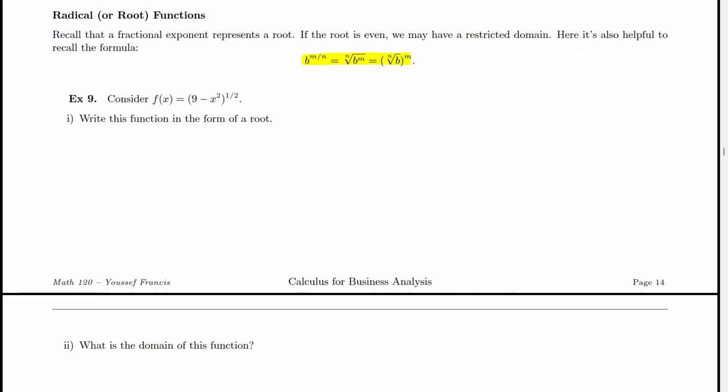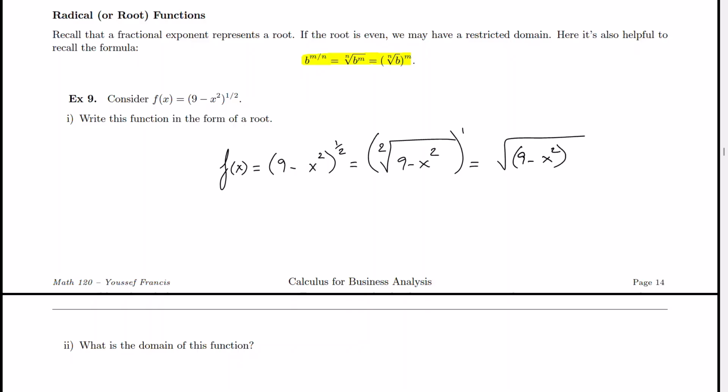So again, this is going to be a very quick review of radical functions, and so we'll begin with the function f of x equal to the square root of 9 minus x squared, or in other terms, 9 minus x squared to the power of 1/2. So part 1 of this question is asking us to rewrite it in the form of a root, and like I mentioned earlier, we will use the formula. So 9 minus x squared to the power of 1/2 is the same thing as the square root of 9 minus x squared. The 9 minus x squared is typically called the radicand, and the square root will have the power 2, and it's all raised to the power of 1.